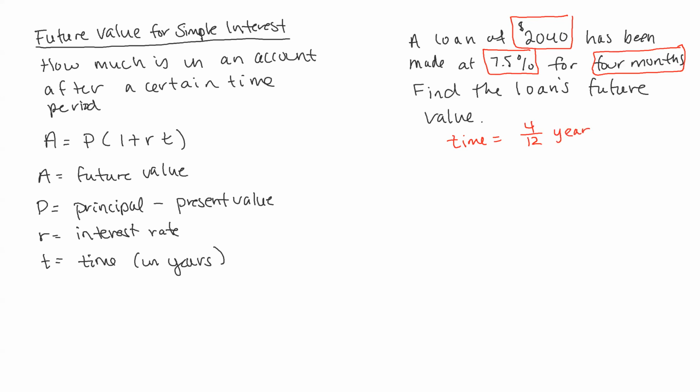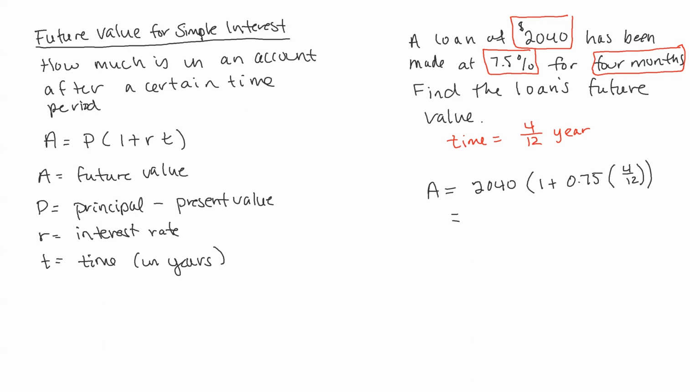Okay, so just be really careful here. So we get A equals P, which is 2,040, times 1 plus R, which is 0.075, times T, which is 4/12 of a year. You can type this directly into your calculator when you get to the 4/12. So you can just do parentheses 4 divided by 12 parentheses.